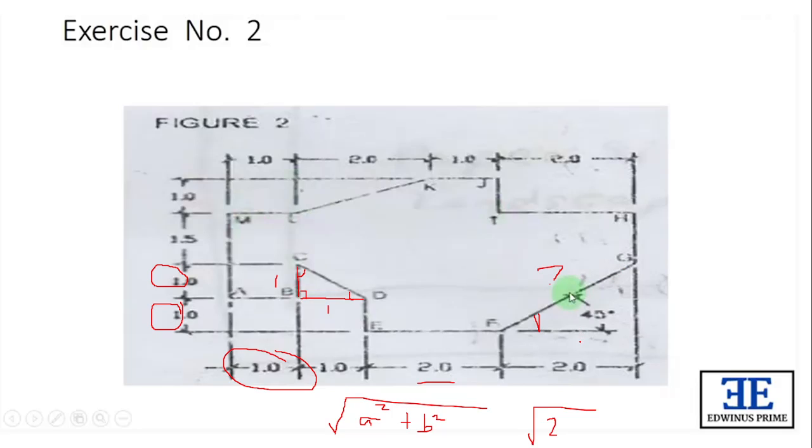So we have here the basis, okay? The horizontal distance from point F to point G is 2. And the vertical distance from point F to point G is 1 plus 1, which is equal to 2. So let's apply the Pythagorean Theorem. So we have 2 squared plus 2 squared. 2 squared is 4, and another 2 squared is equal to 4. So for 4 plus 4, we have square root of 8.